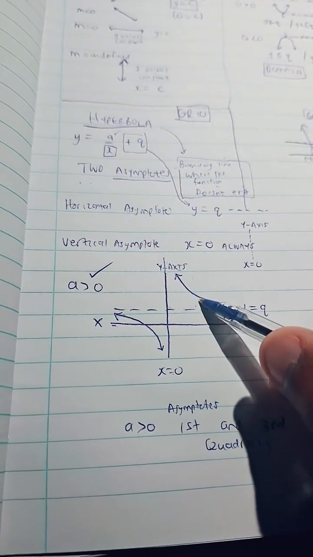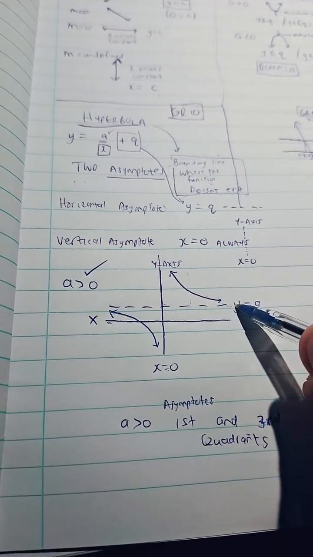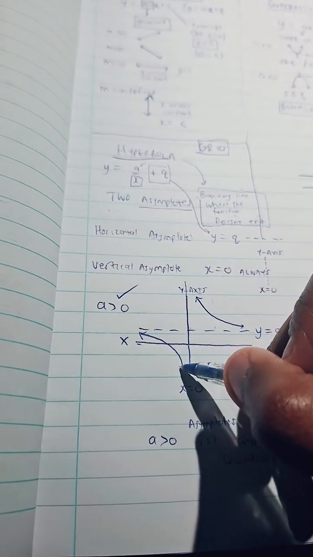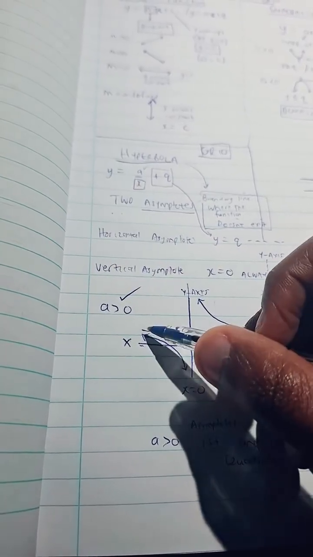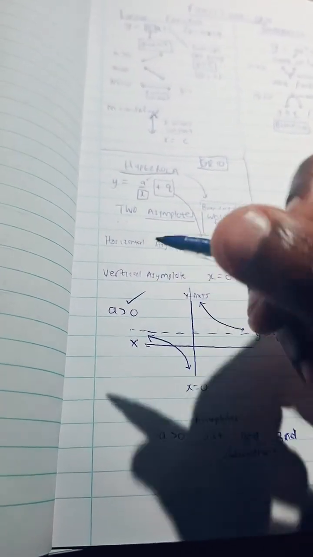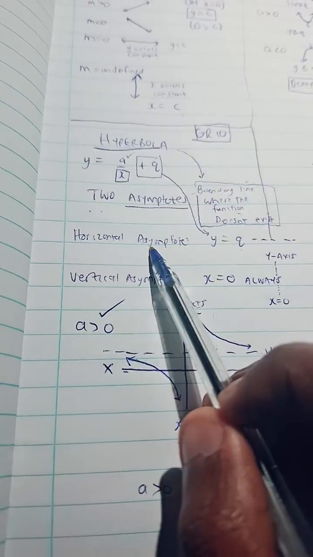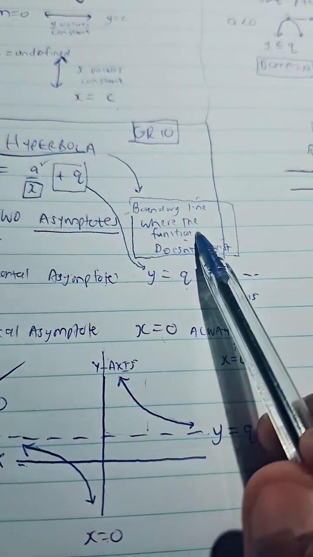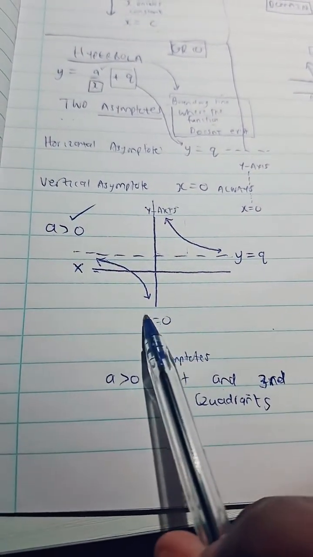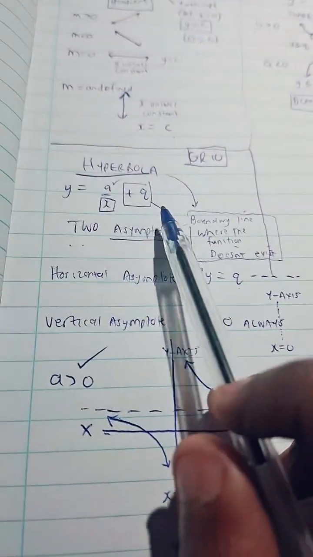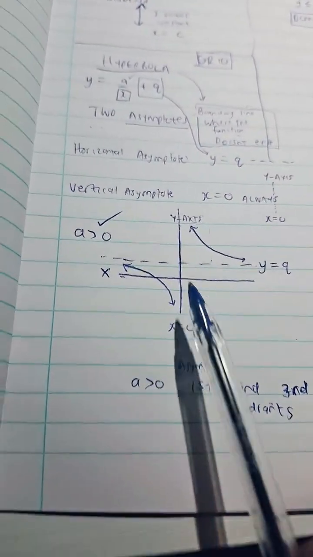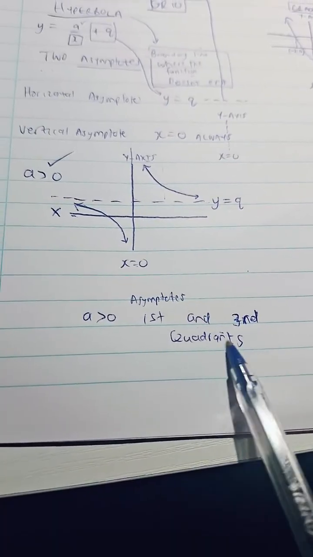Just like here, it curves, but it will never ever touch this horizontal asymptote. Same likewise here. This is a nice smooth curve, but it will never touch the vertical asymptote. And this is a nice smooth curve. It approaches this horizontal asymptote, but will it ever touch it? No. Asymptote, never. It's a boundary line where the function doesn't exist. Okay, so I hope it makes sense here. The vertical asymptote, which is x is equal to 0, the horizontal asymptote aligned according to what the q value is. Okay, so when a is greater than 0, your hyperbola is found in the first and the third quadrants.